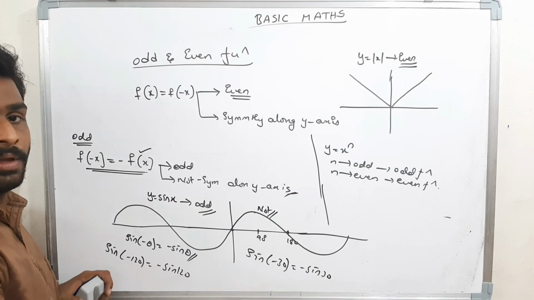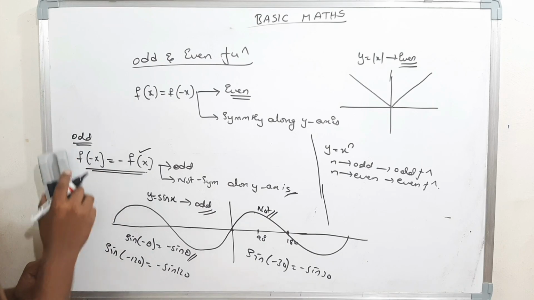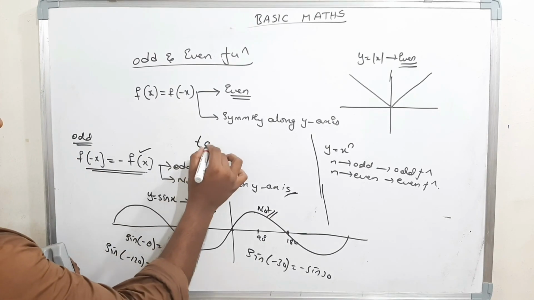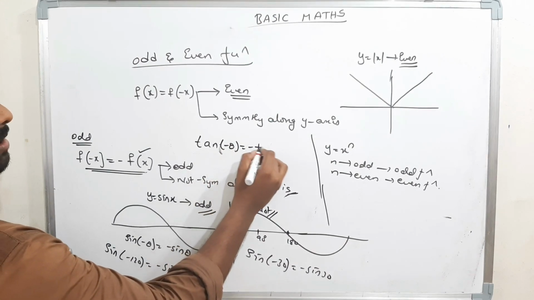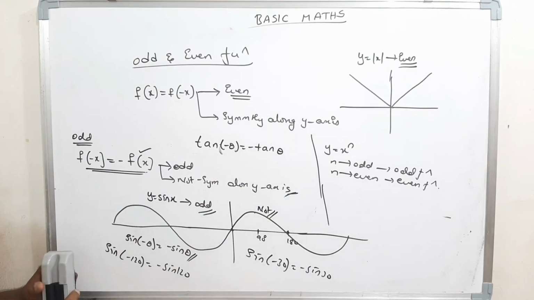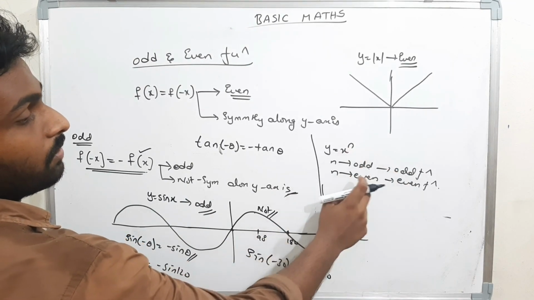I think it is clear. What is an odd function? What is an even function? Tan is also an odd function. Tan of minus theta is also equal to minus of tan theta. Tan theta, sin theta, these are odd functions. When n is odd, it is an odd function. When n is even, it is an even function.